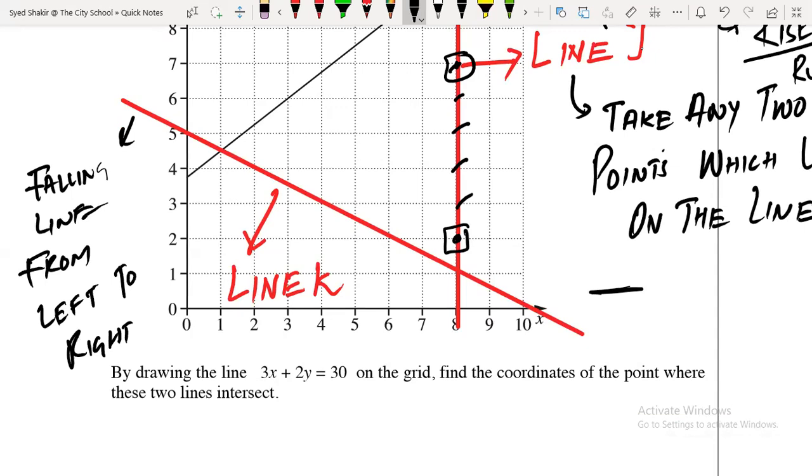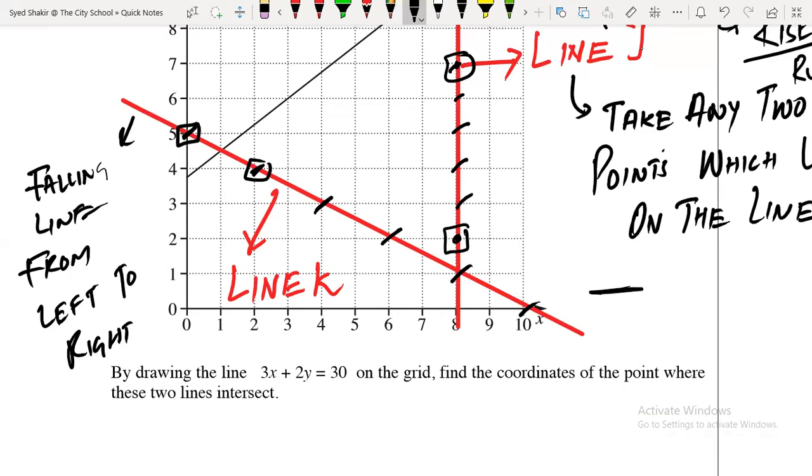Now let's find out the gradient. Will it have a positive gradient or a negative gradient? Again, the concept is the same. Take any 2 points: point number 1, 2, 3, 4, 5, 6. It's up to you. Take any 2 points which lie on the line. I'm taking point number 1 and point number 2. You can take point number 1 and point number 3, point number 2 and point number 4, point number 1 and point number 5. Take any 2 points which lie on the line.